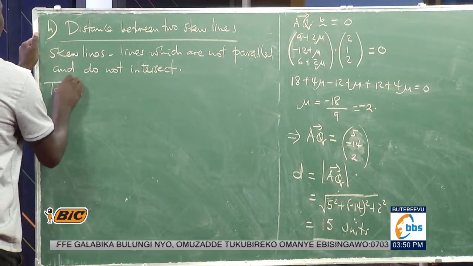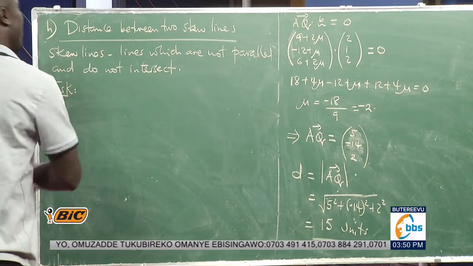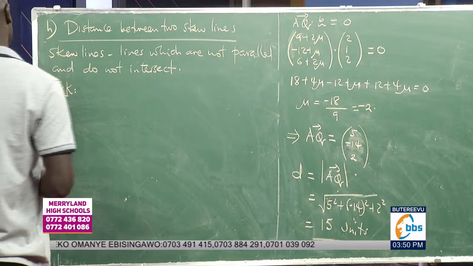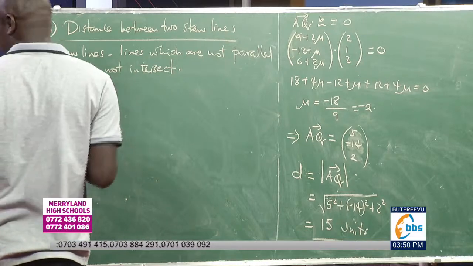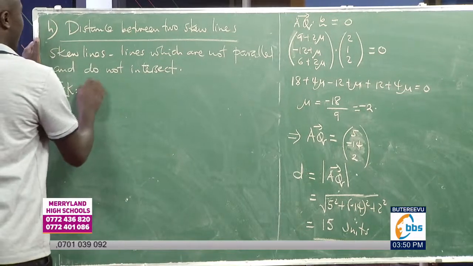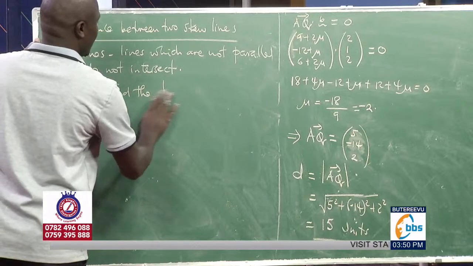You first have to check whether they are parallel. We have seen how to check. And then you check whether they do intersect, whether they have a common intersection point, and we saw that. If those two conditions are not satisfied, they are not parallel, they don't intersect, then they qualify to be called skew lines. So the task is to find the distance, the shortest distance.